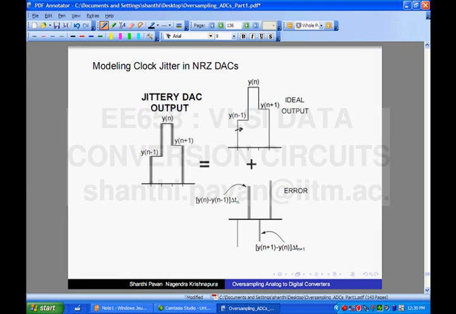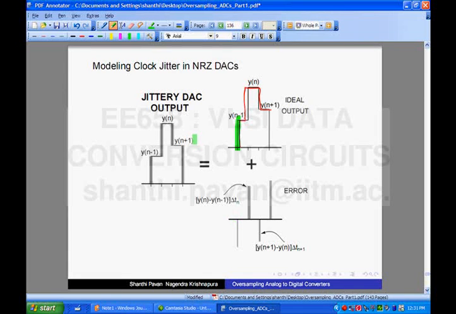Look at the graph, picture and tell me. See, ideally this is what you should have seen. Actually what you are seeing is this character. So what does that mean? What is the error? The error waveform is simply this thin sliver here, which is the delta t multiplied by the change in the height, which is y of n minus y of n minus 1.